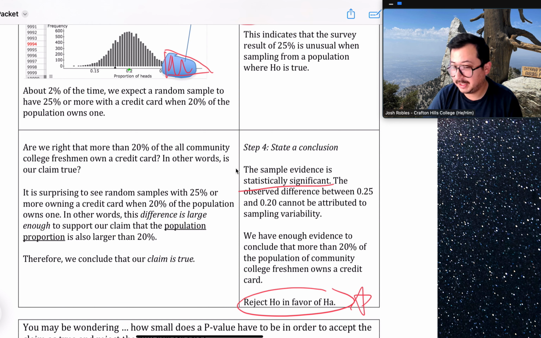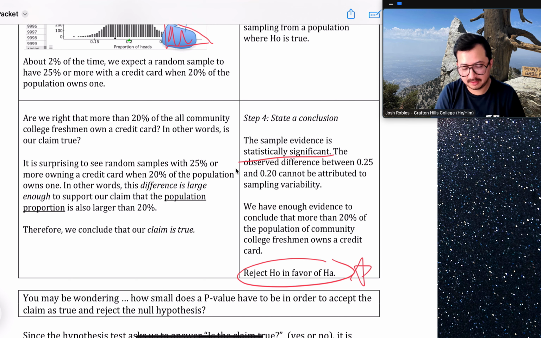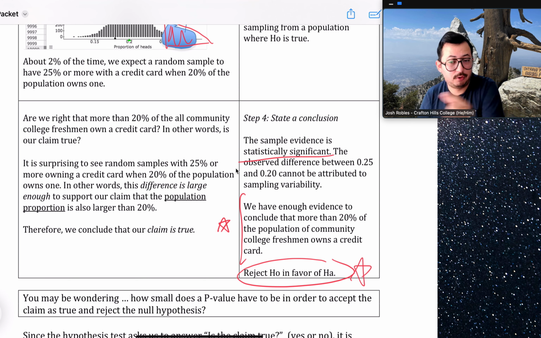But that's still not great for non-statistics-familiar people. Then the next sentence is correct, but not a good idea. No one really phrases it like that, but that's to relate it back to what you saw in Module 17. And so you have this version here that kind of clearly explains it. We have enough evidence because our p-value is so small, or because our sample was so far away in terms of the size of the standard error. So we have enough evidence to conclude that more than 20% of the population of community college freshmen owns a credit card. And that is a strong statement.